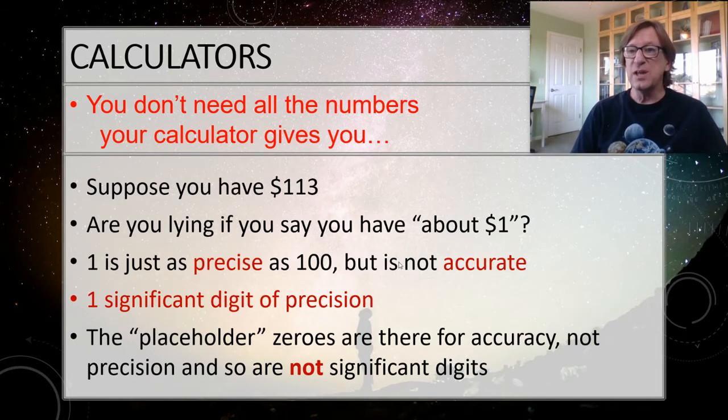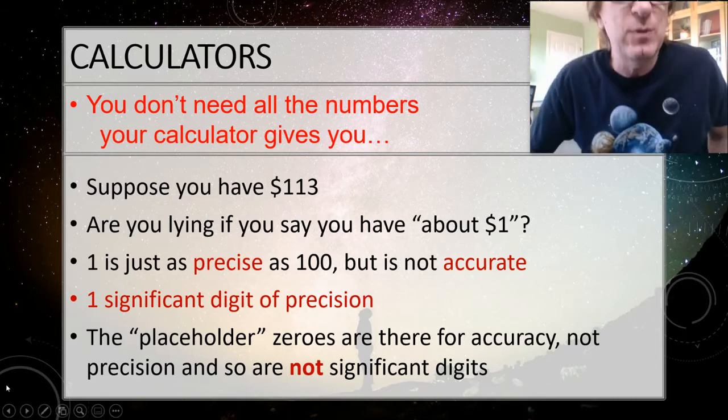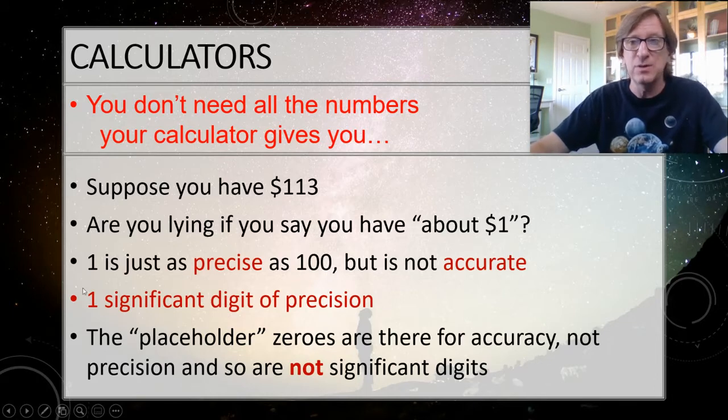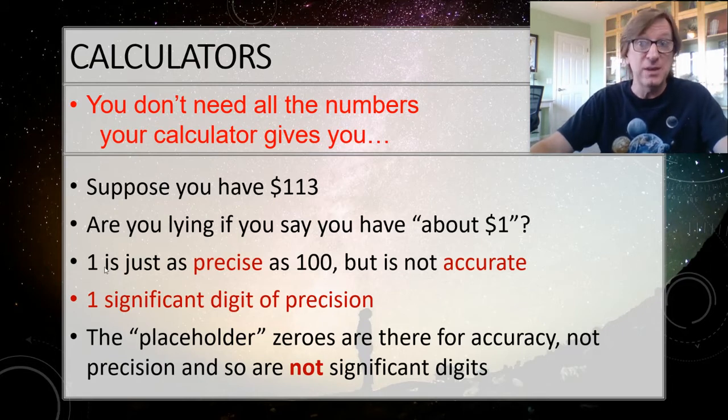So talking about the accuracy, suppose you've got $113 and you say, I've got about $1. This is what we were talking about before. So it's not accurate, right? But here's the thing that confuses a lot of people. It is just as precise as saying you have 100. Think about that. That might blow your mind a little bit. So if you have one significant digit, this has one non-zero number. So you're being precise. Now, if you said I had $1.0, now you're being even more precise, but you're still wrong. You're still not being accurate.